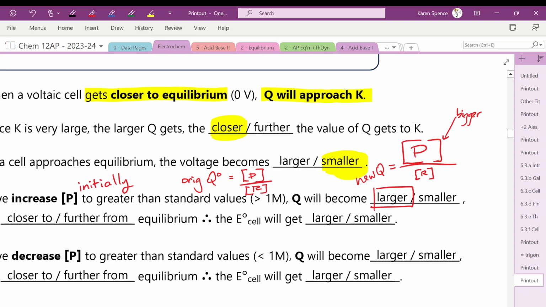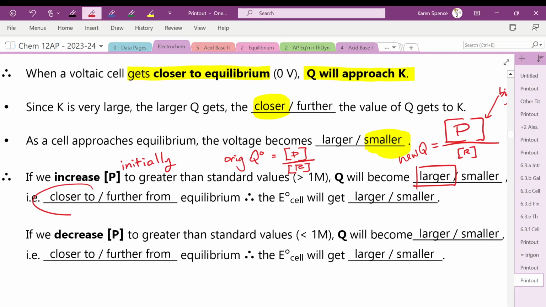And if Q has become larger, are we closer to or further from equilibrium? Closer to equilibrium. And if we are closer to equilibrium, the E naught of the cell will get smaller.